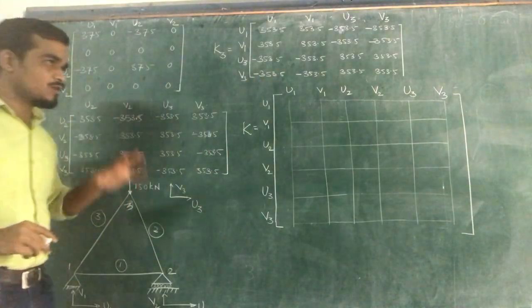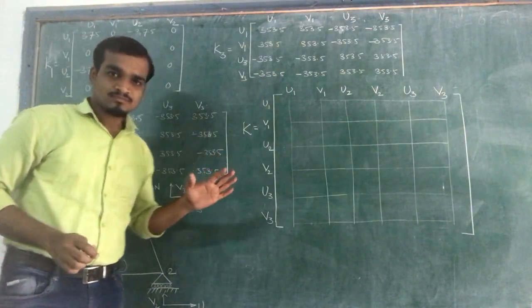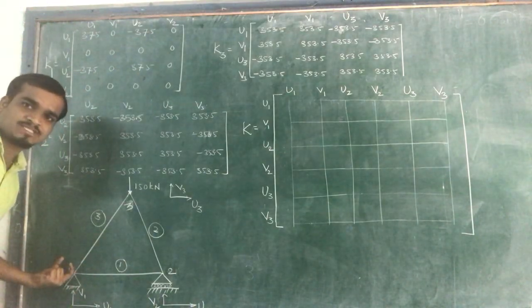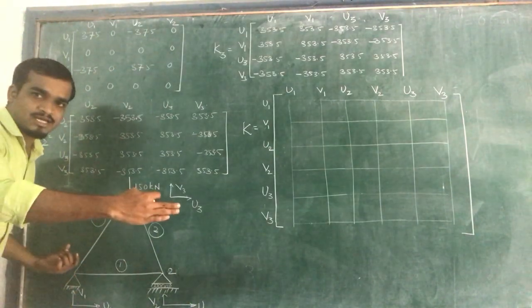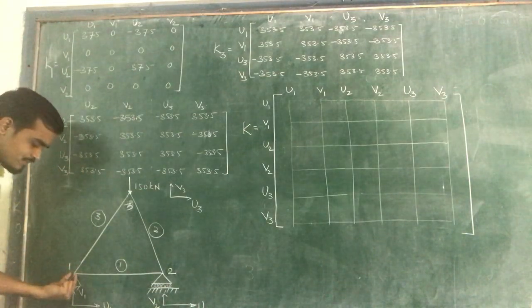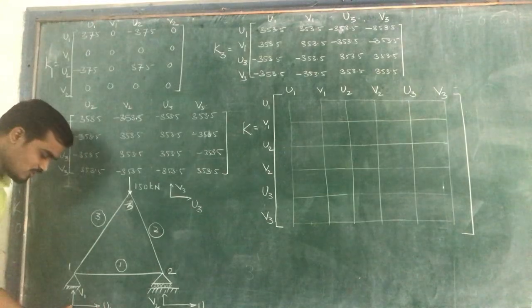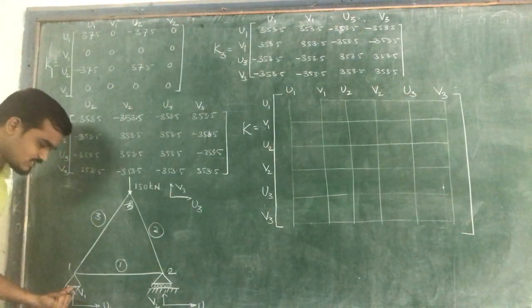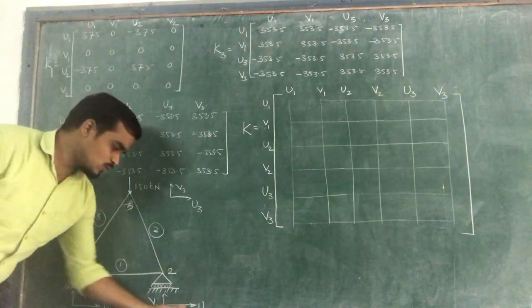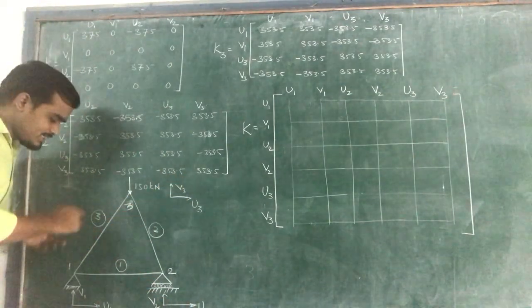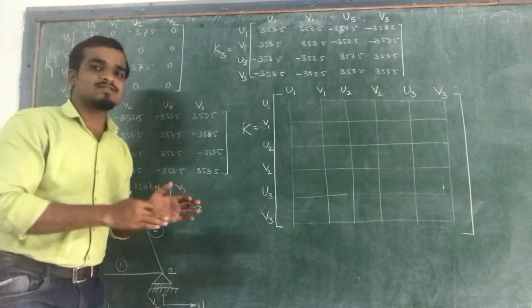As we know, for a truss element at each node there must be two displacements, in the horizontal direction as well as in the vertical direction. Suppose this is node 1, so there are two displacements: in the horizontal direction u1 is a displacement, in the vertical direction v1 is a displacement. Similarly at node 2 u2 and v2, and at node 3 u3 and v3. So at each node there are two degrees of freedom.